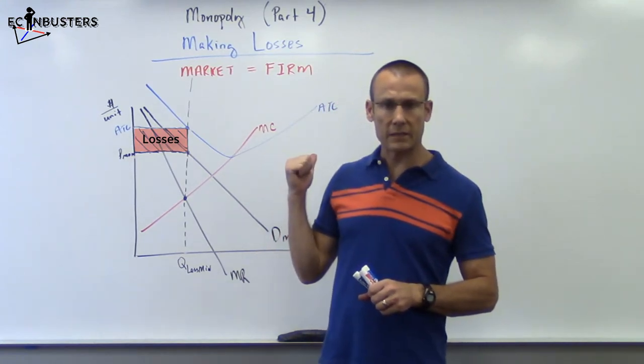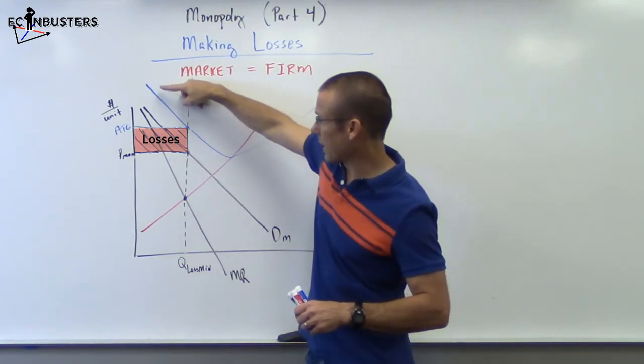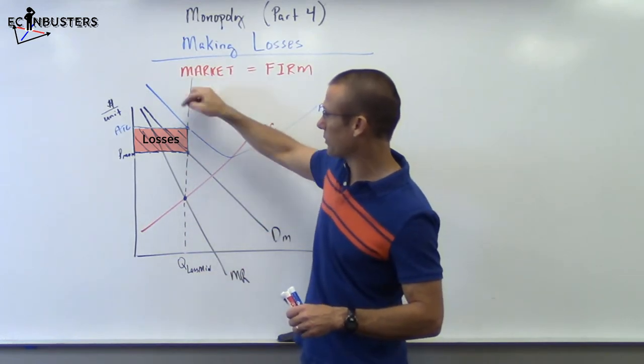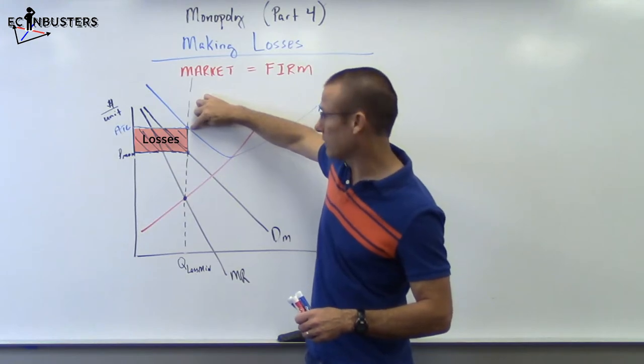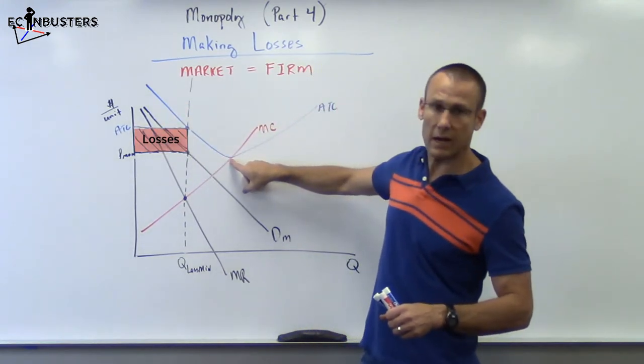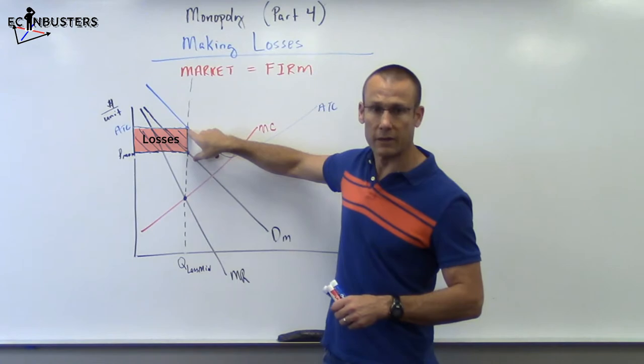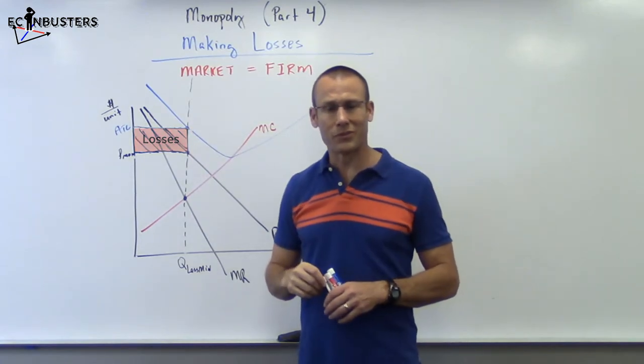Make sure you put that ATC on. Make sure that where ATC hits the output level, you're above price, and make sure you use that dot for ATC. Don't use this dot, okay? Use that one right there. Hopefully that helped. We'll see you in the next video.